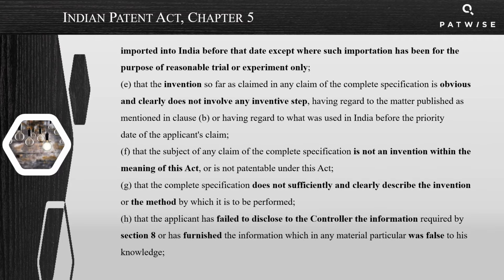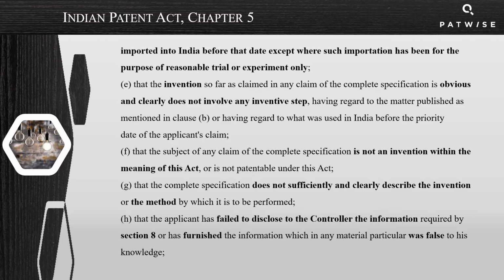It is also important to note that where there is prior use or public use, that also does not include the importation into India, except where such importation has been for the purpose of reasonable trial. Again, these are certain exemptions coming under section 29. If the invention is very obvious, that is, it lacks inventive step, that is again an important ground for opposition.